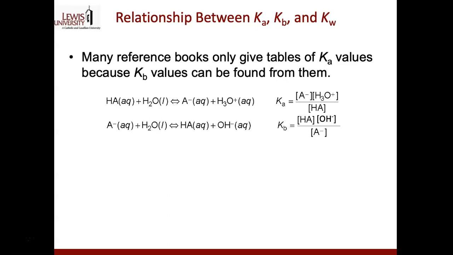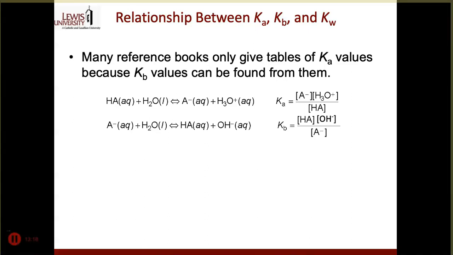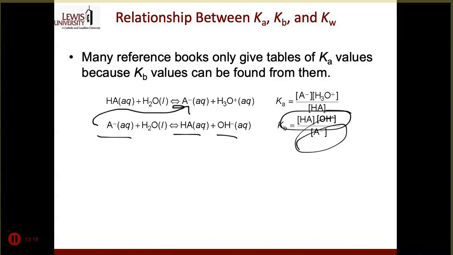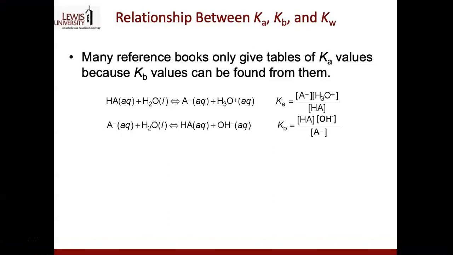We would have HA and OH minus in our products, and then A minus, which is the conjugate base we got from the acid dissociation, would show up here in the denominator, right? So if we add these two reactions together, we see that the acid HA is going to cancel out. All right.